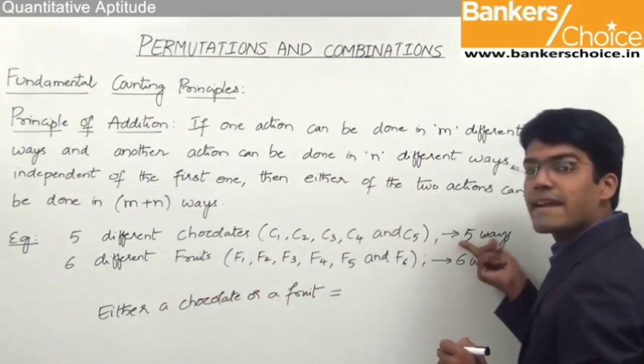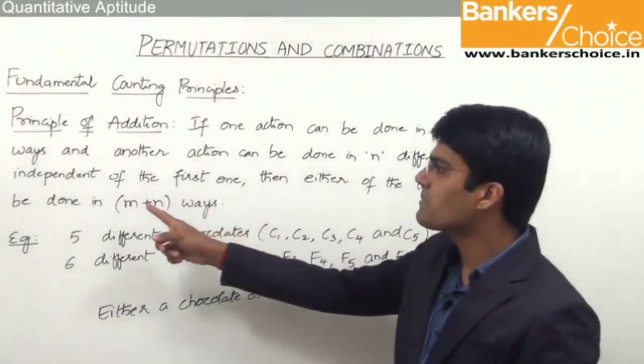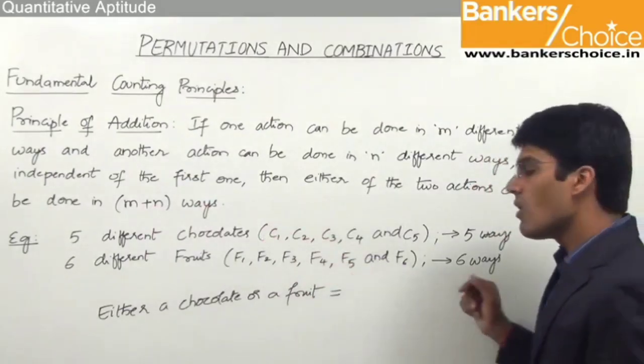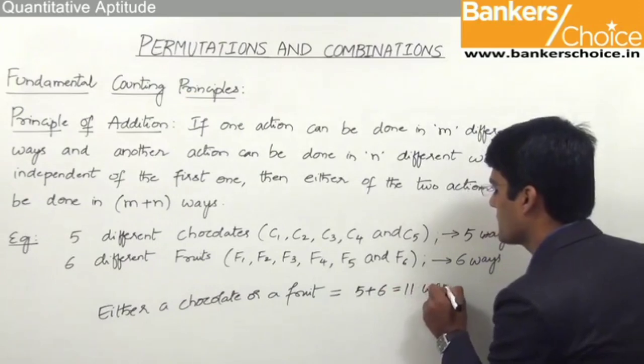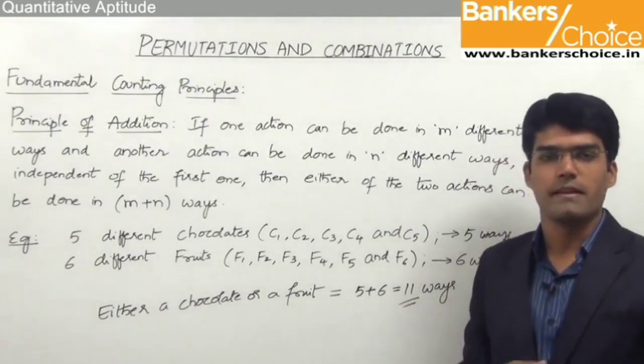Why? Because the first action here, as we can see, can be done in 5 ways, the second one in 6 ways. So as per the fundamental principle of addition, it should be m plus n ways in which either we can do the first one or the second one. So it should be 5 plus 6, that is equal to 11 ways. So this is one fundamental principle that is used in solving questions from this area.